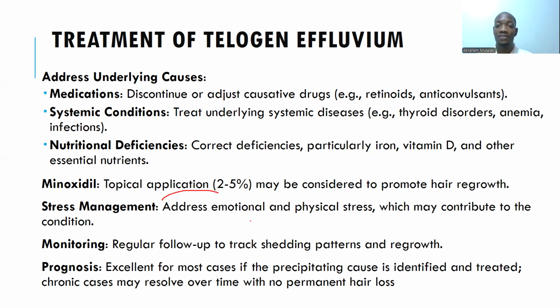And if someone has stress, you can incorporate a psychologist or a psychiatrist in your treatment to try and address the emotional imbalance that someone has. Then after that, you need to follow up and monitor for the patterns of shedding and then the regrowth. Most of the time, the prognosis is excellent. If you remove the trigger, someone usually gets their hair back within a few months and you're able to discharge them.